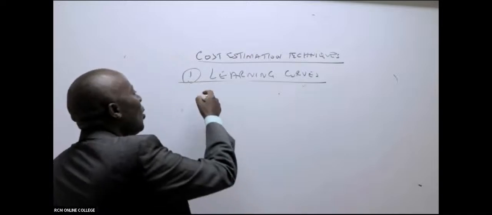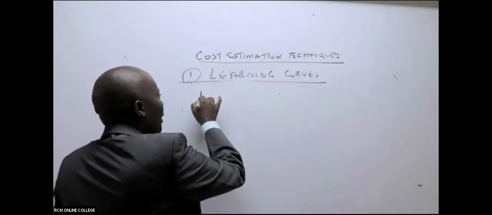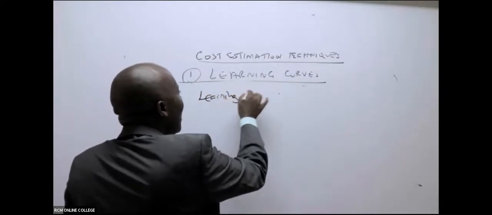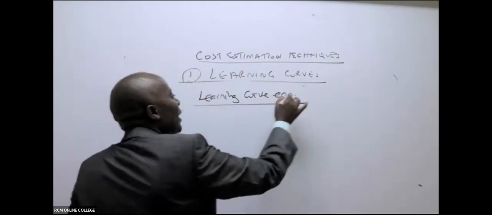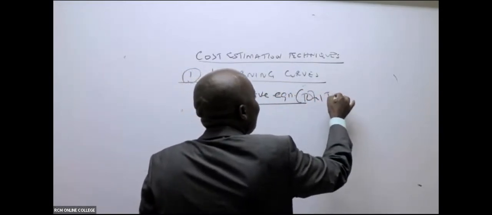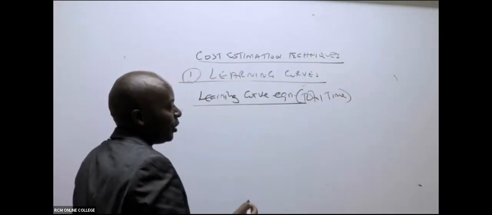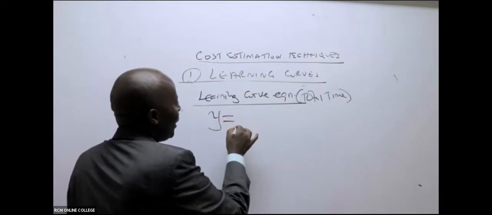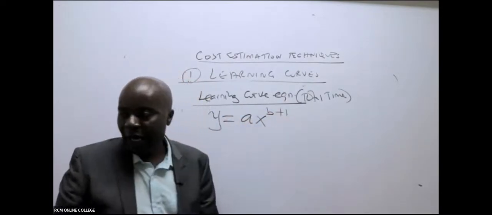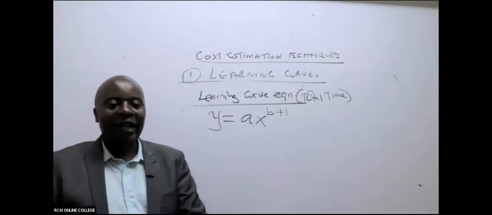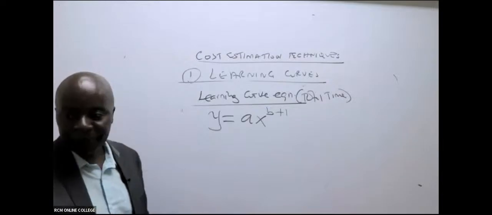What I would want to tell you here today is an equation, the learning curve equation, that is used to ascertain the total time taken in production. And to get this total time, we shall be saying that Y equals aX raised to power b plus 1.